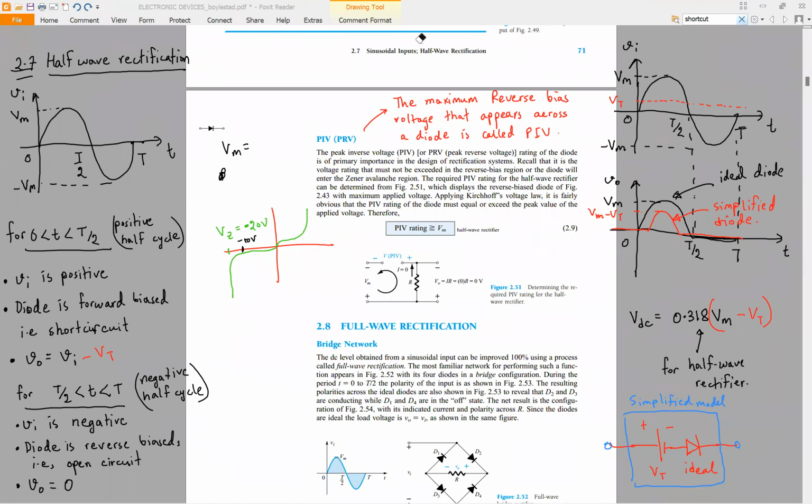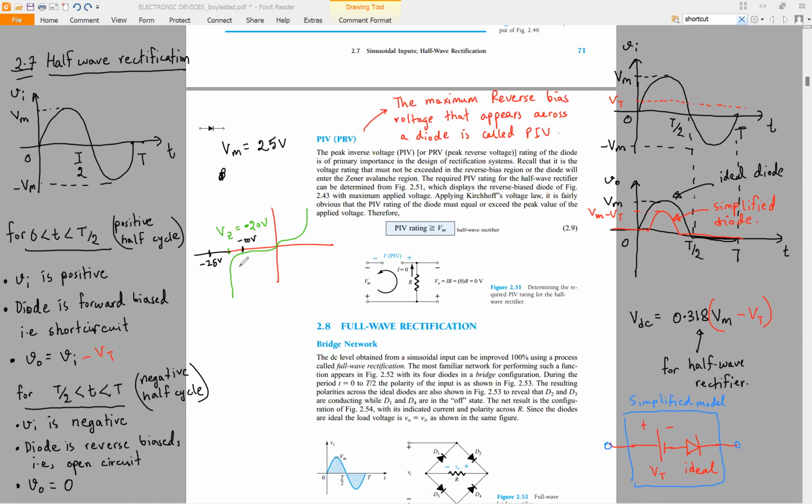Let's say our Vm is 25 volt. Let's say we take a sinusoidal input that is fluctuating from 25 volt to minus 25 volt. So Vm is 25 volt. Now, what will be the maximum reverse bias voltage? It will be minus 25, right? So it will be somewhere here. So this negative voltage is beyond the Zener voltage of the diode.